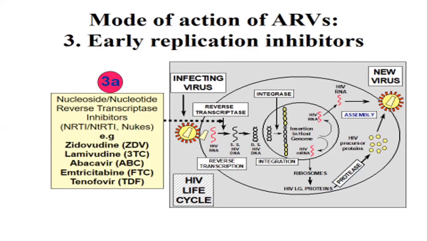As we can see from the diagram and from the name, this drug prevents the conversion of HIV RNA to HIV DNA once it enters the cell. If you've not yet checked out the life cycle of HIV, go and check out the previous videos. The link will be in the description.